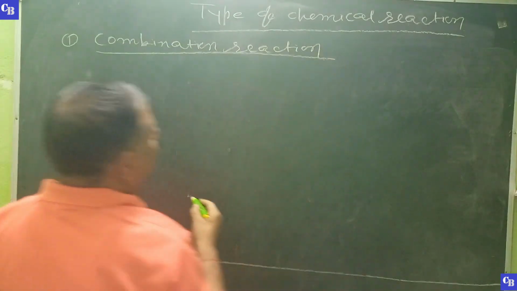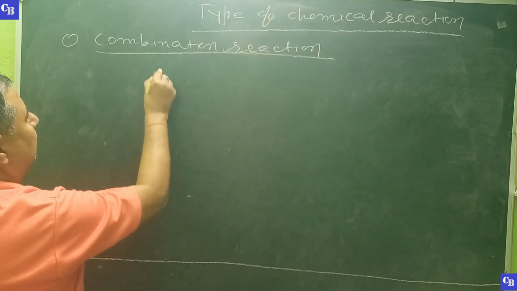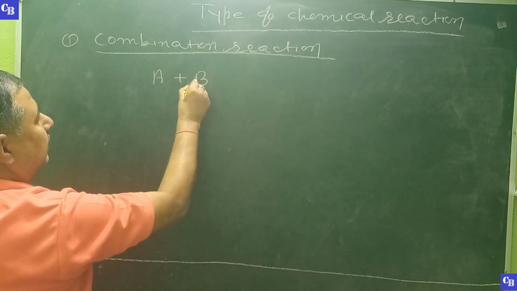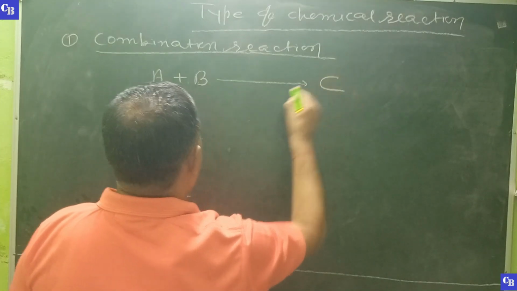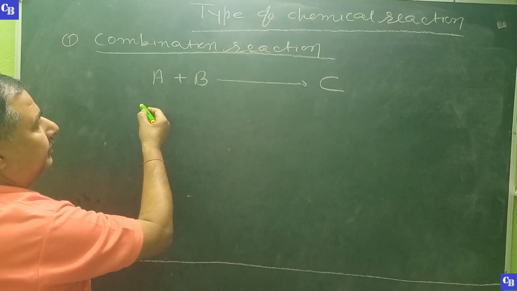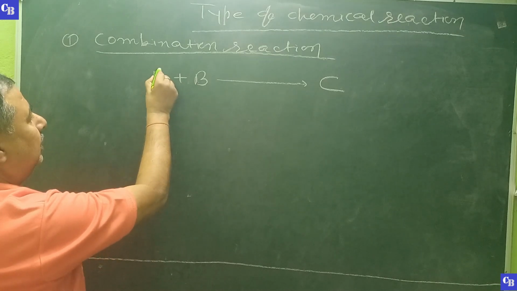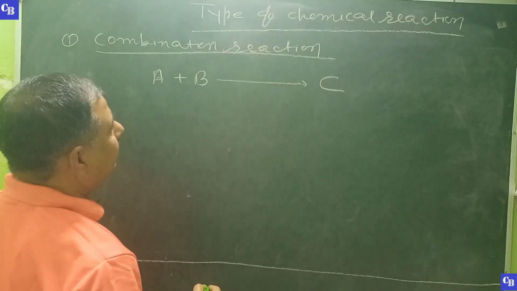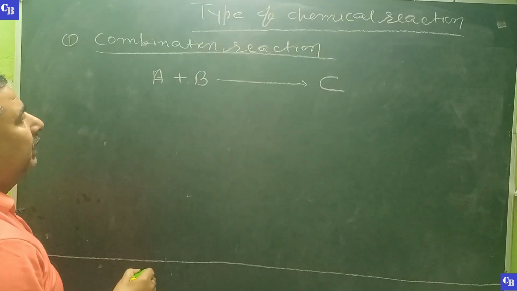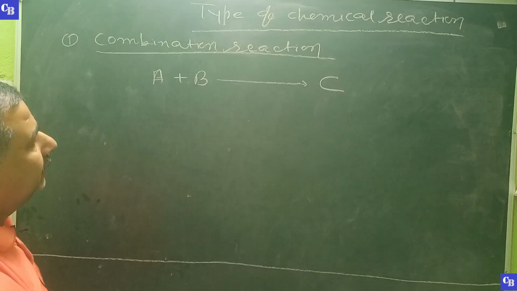Combination reaction. In this reaction, two substances combine to form a single substance. Suppose that A and B are the substances and combine to form compound C. This is the hypothetical chemical combination reaction.